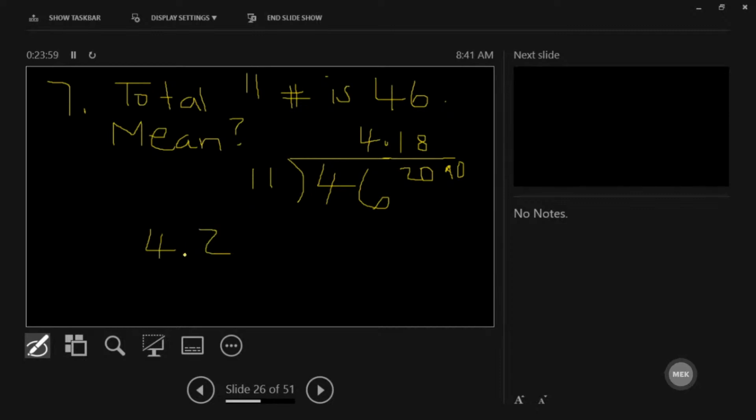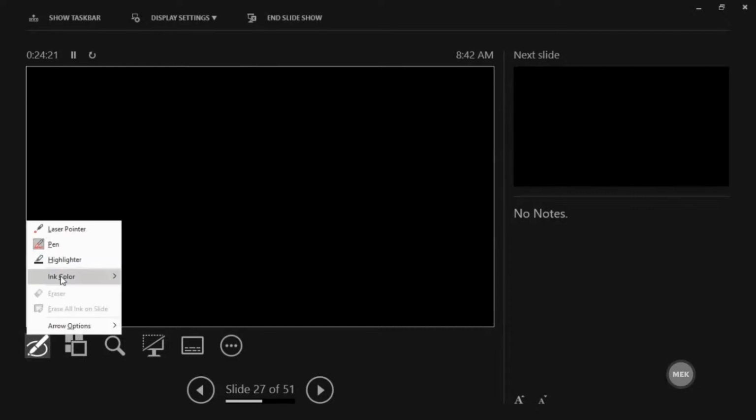But the method was correct. We would divide 46 by 11, right? Aiden, not 11 by 46. We divide the total by the amount of numbers, not the amount of numbers by the total. The total divided by the amount of numbers. All right, so let's look at some other types of questions involving the mean.